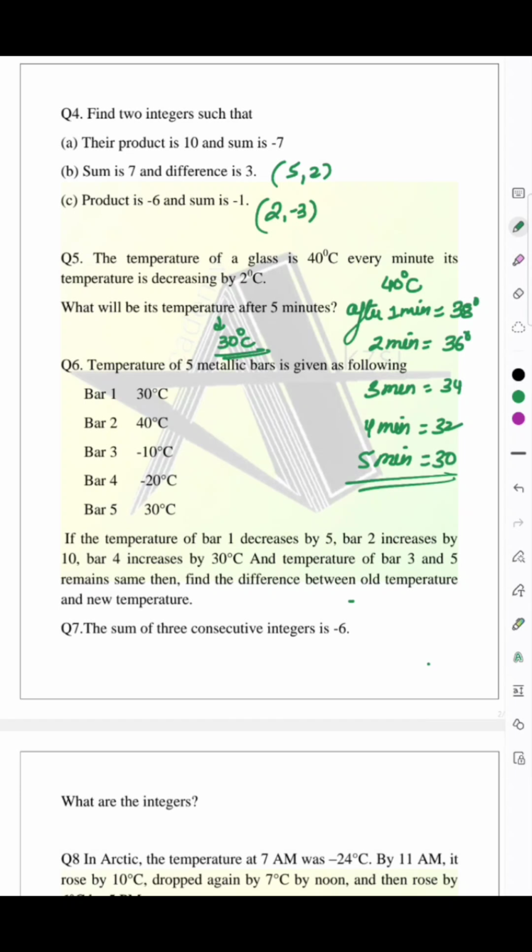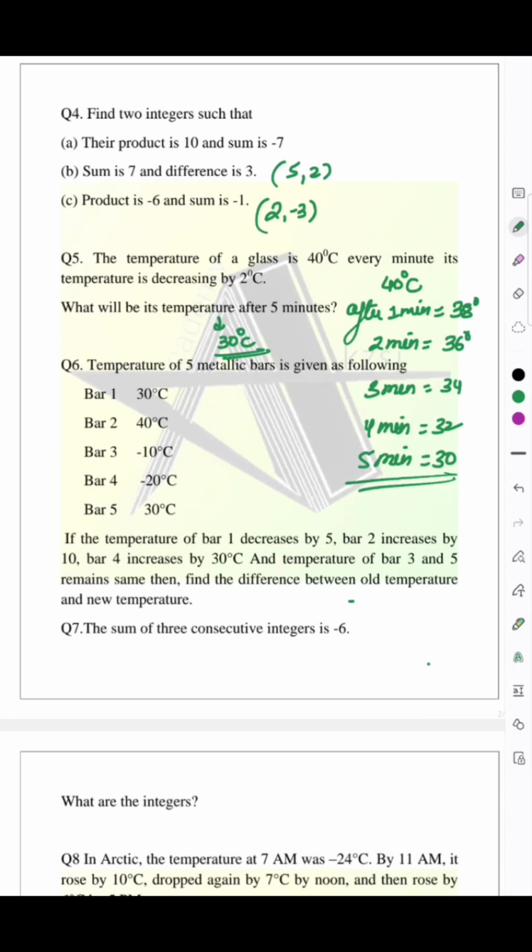Moving on to question number 6. Temperature of 5 metallic bars. These are the big blocks of metallic bars. Temperature of 5 metallic bars is given as following. The temperature for bar 1 is 30, bar 2 is 40, bar 3 is -10, bar 4 is -20 and bar 5 is 30 degrees Celsius.